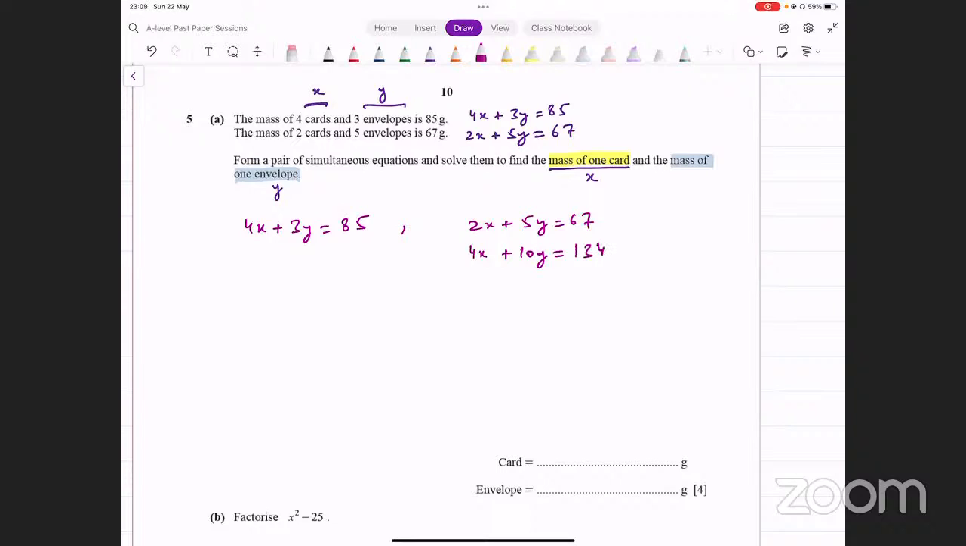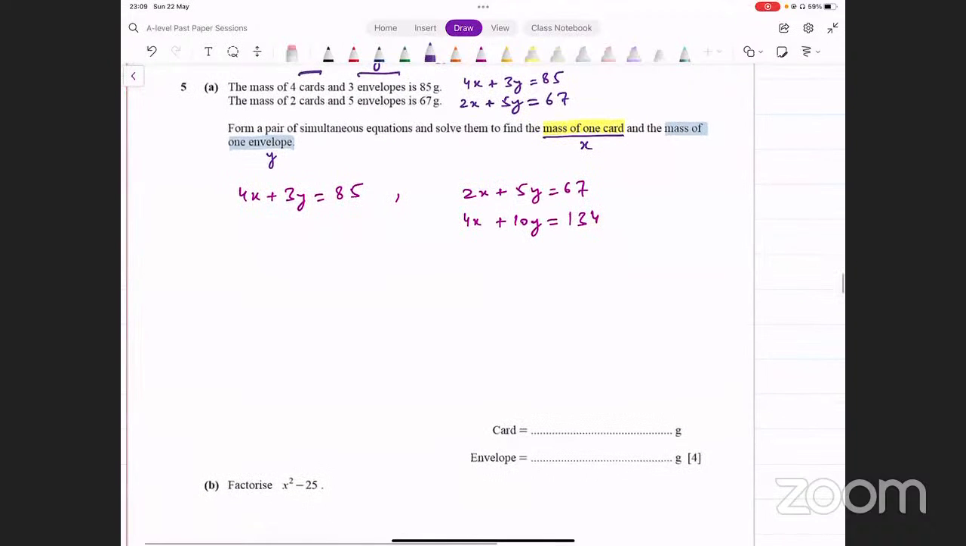134. ये हमारे पास 2 equations आ गए, ठीक है? Now उसका फायदा क्या होगा? 4x से 2 से मल्टीप्लाई करने का, हमारे पास 4x दोनों में कॉमन आ गए. Now we can just subtract one equation from the other. इनको ऊपर नीचे लिख लेते हैं. We have 4x plus 3y equals 85, and the other one is 4x plus 10y equals 134.